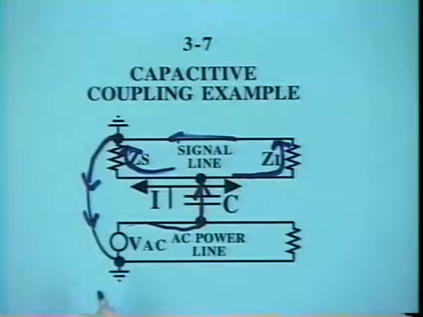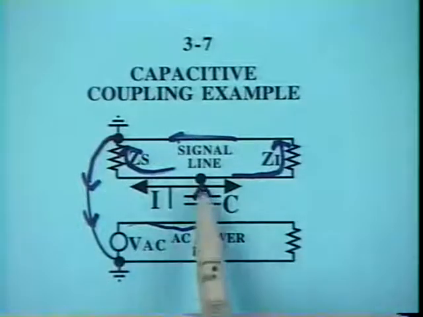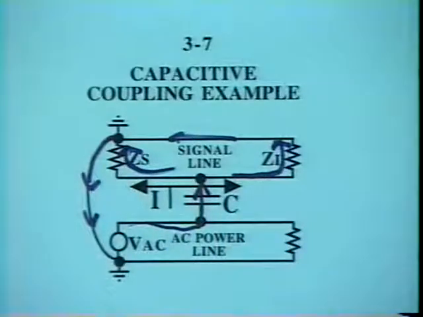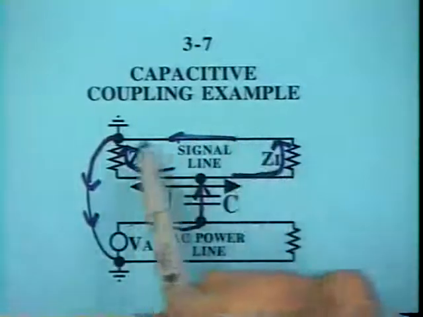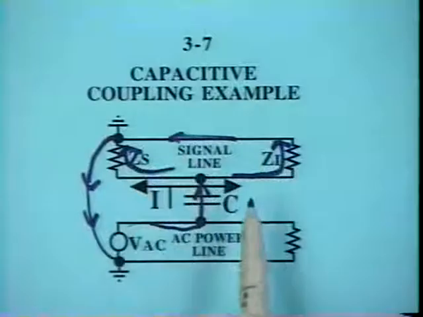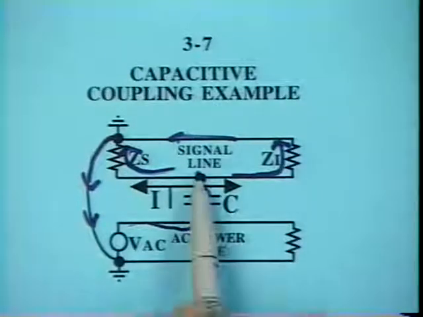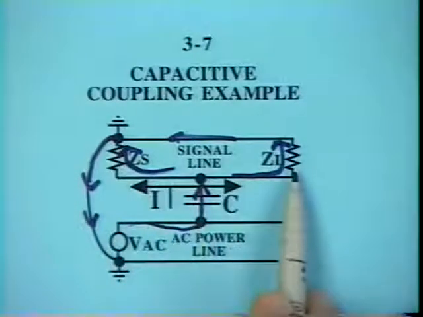But here's the important thing in this diagram. Notice how the current divides, partly to the source, partly to the load. That means those two impedances are connected in parallel as far as the capacitive noise current is concerned. From the signal current point of view, the source and load impedance are in series. But we're not looking at this problem from the signal current perspective. We're looking at it from the perspective of the capacitively coupled noise current. From that perspective, the two impedances are in parallel.